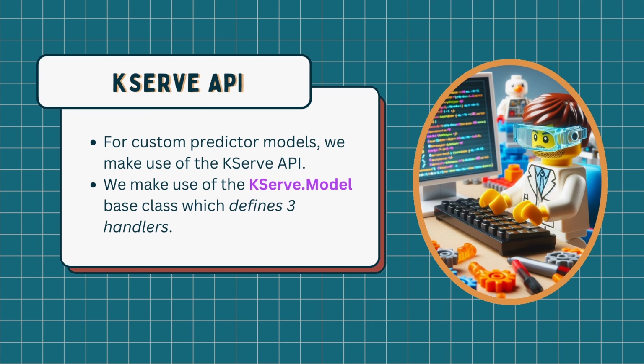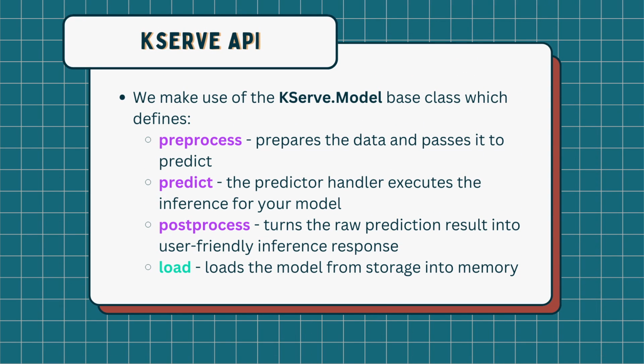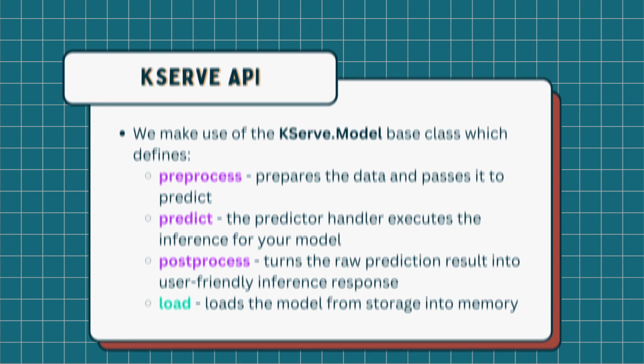Kserve Model defines three handlers: pre-process, predict, and post-process. Pre-process prepares the data and passes it to the predict method. Predict executes the inference for your model, and post-process helps to turn the raw result into something that is more user-friendly. Then load is for loading the model from storage into memory.